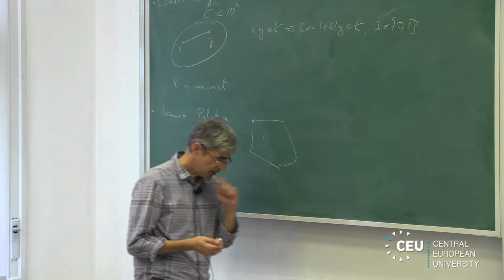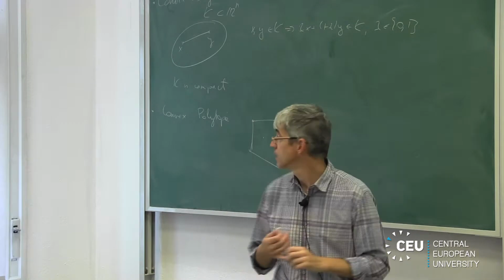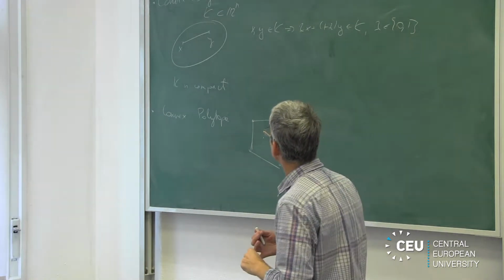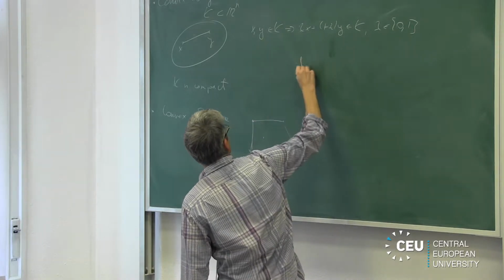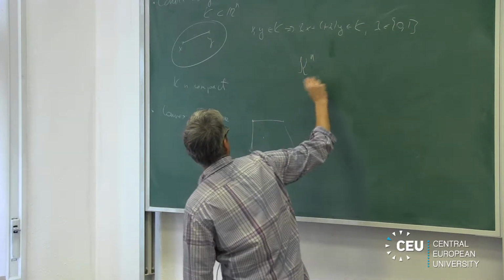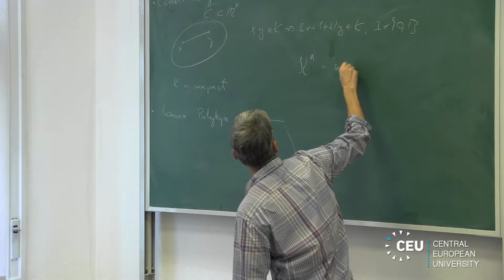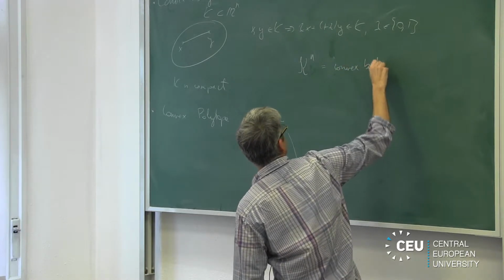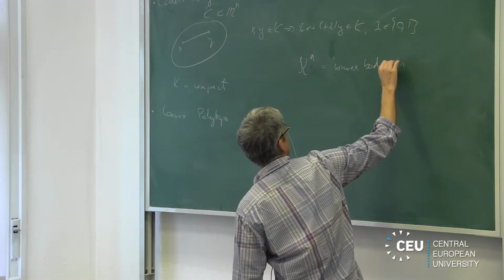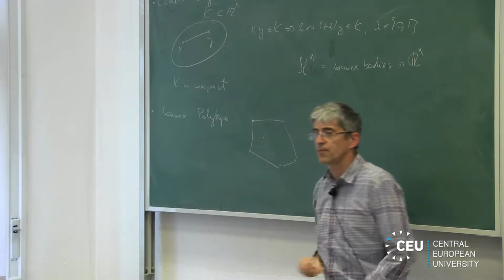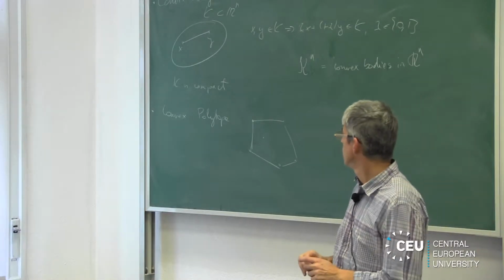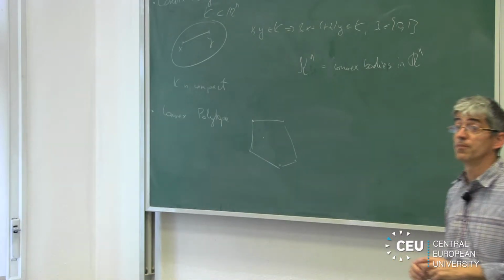Okay. Now, these are kind of the main players. And also, I give a name for the family. I write Kn for the family of convex bodies in Rn. And for polytopes, everything depends on where the vertices are coming from.